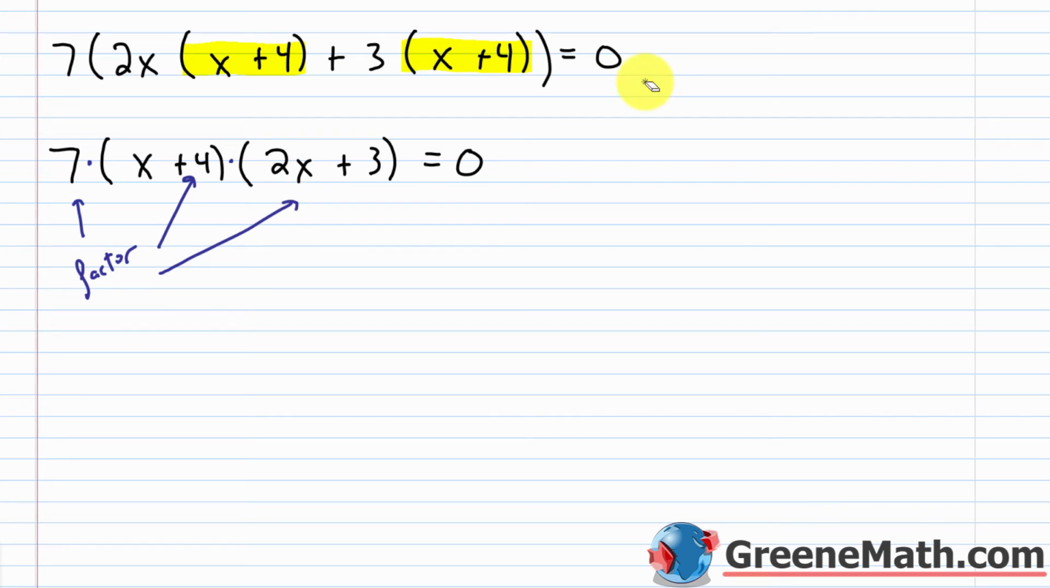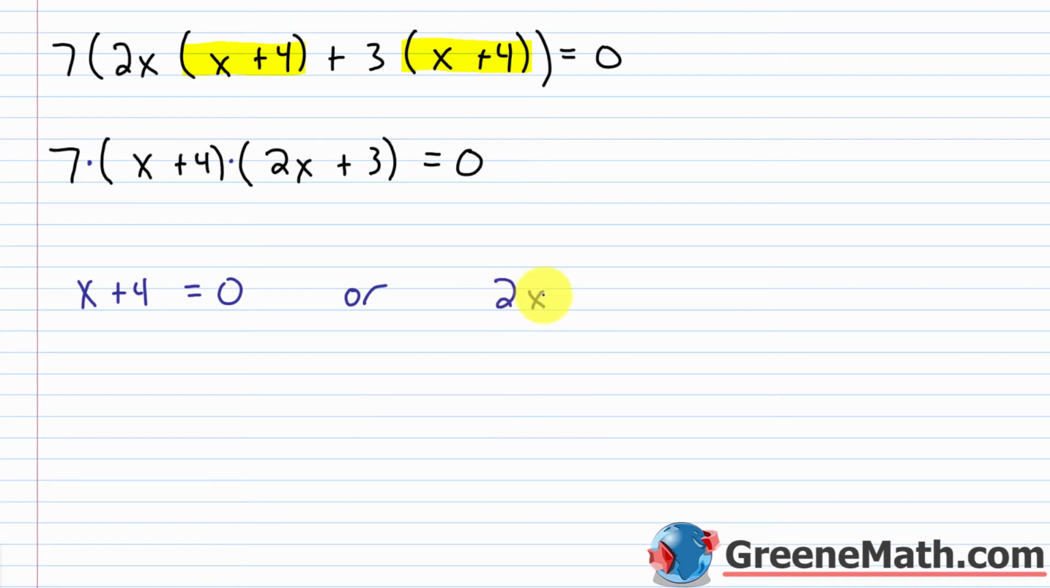So I'm going to take this quantity, x plus 4, and set it equal to 0. So x plus 4 could be equal to 0, or, we'll use this connective word or, 2x plus 3 could be equal to 0. So it could be true that this equals 0 or this equals 0. Those are our two scenarios. Because remember, if a times b equals 0, then either a is 0, b is 0, or they're both 0.